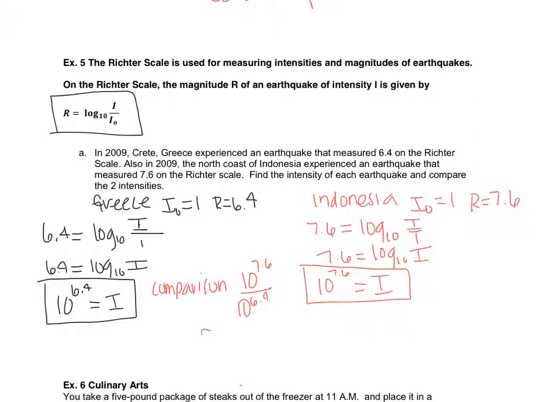It gives me approximately 15.8, which is about, if I rounded to a whole number, 16. So what we can say here, and this is what I want you to write out, is the earthquake in Indonesia was 16 times more intense than the one in Greece. And that's all that means.